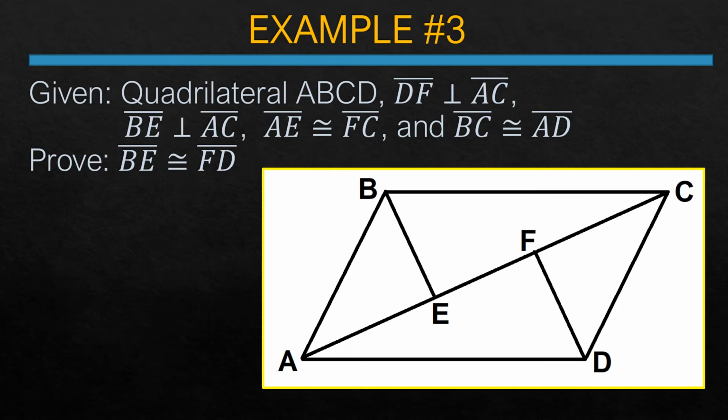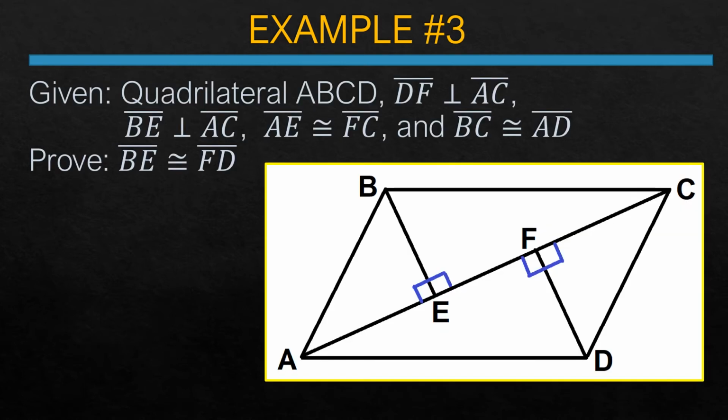This is the illustration. In quadrilateral ABCD, line segments DF and AC are perpendicular, and so are line segments BE and AC. The consequence of this given is that angles BEA, BEC, CFD, and DFA are right angles. Notice that both sides of the perpendicular lines are considered because we are not sure yet which two triangles to focus on in our flow of proof.